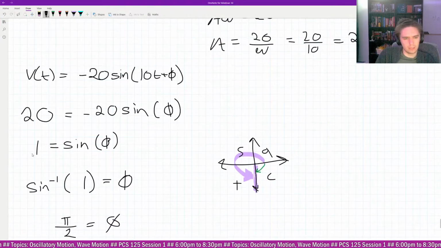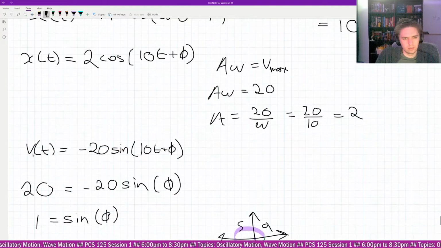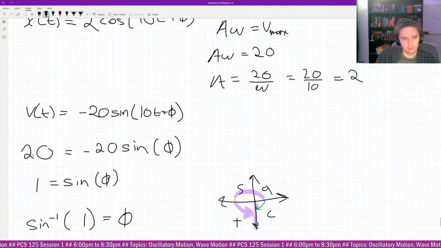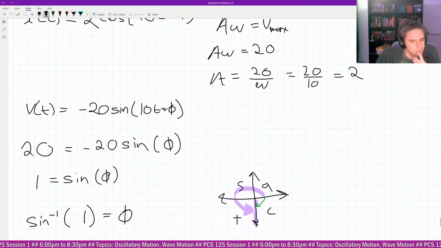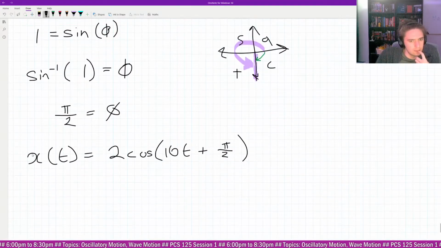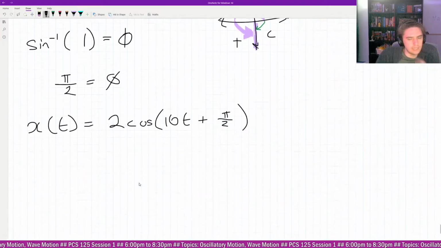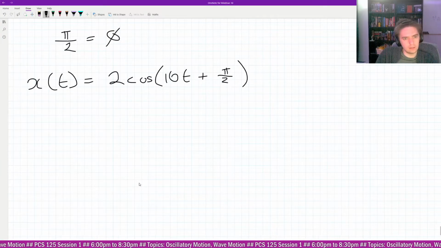Oh wait, no, how's that positive? As long as the phase constant is positive, it's moving to the left. But whether it's 3 pi over 2 or pi over 2, it wouldn't matter. I swear the phase constant doesn't dictate anything about direction. It dictates how it goes from t to 0.